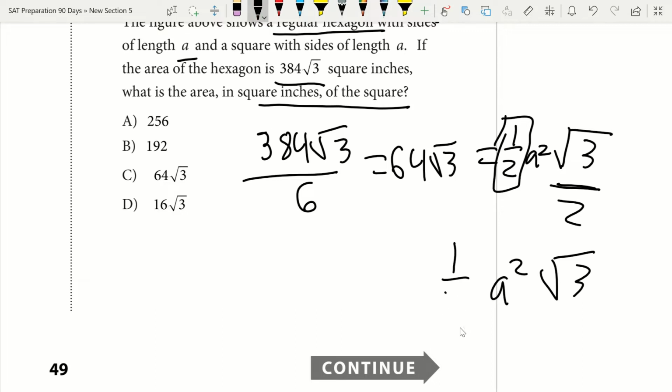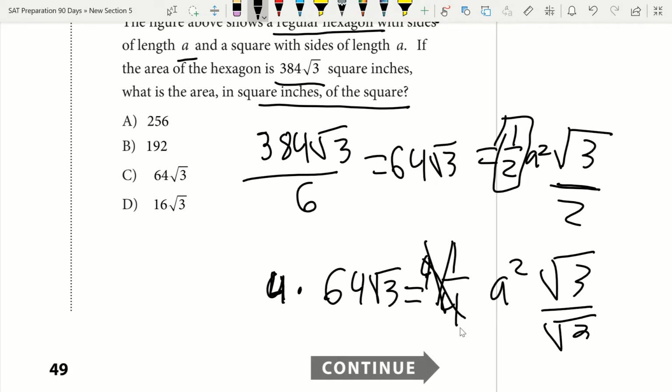That's a 4, not a 9. Now I know that that's got to equal that 64 root 3. So I'll go ahead and multiply each side by 4 to get rid of this 1/4. Now we've got 4 times 64 root 3. Next, I'll divide each side by the square root of 3, get rid of it here, get rid of it right here. Now I have a squared equals 4 times 64.